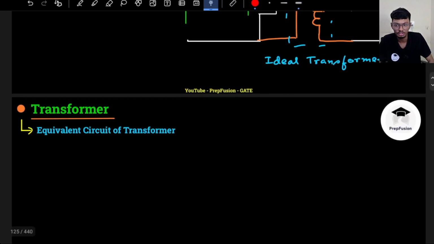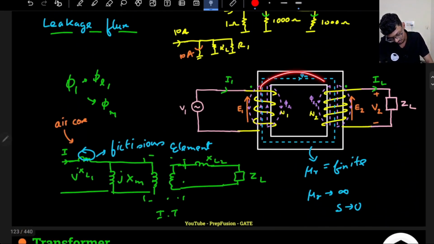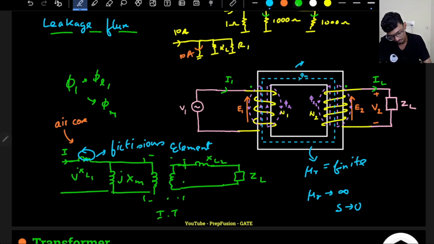Now one more component I will add. What is that component? This core is actually an electrical element. This core is made of metal, and metal is conducting, right? Metal is conducting.